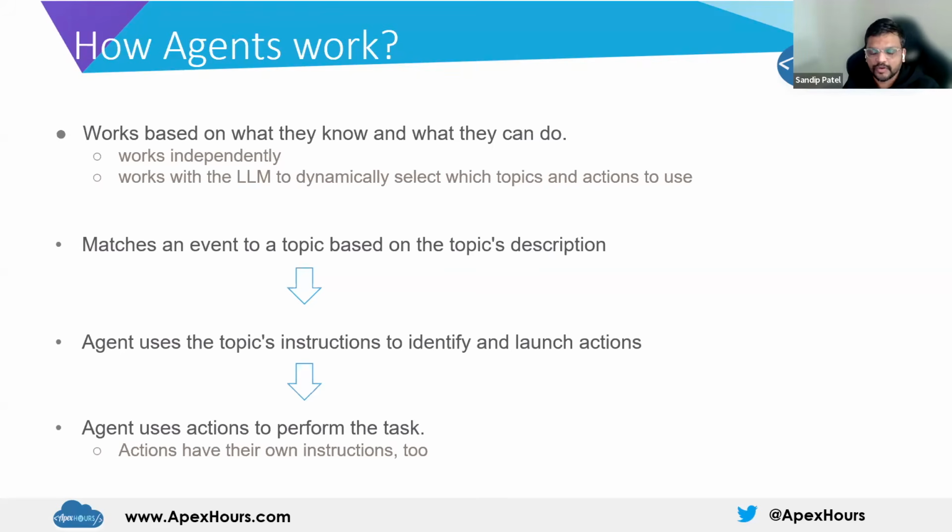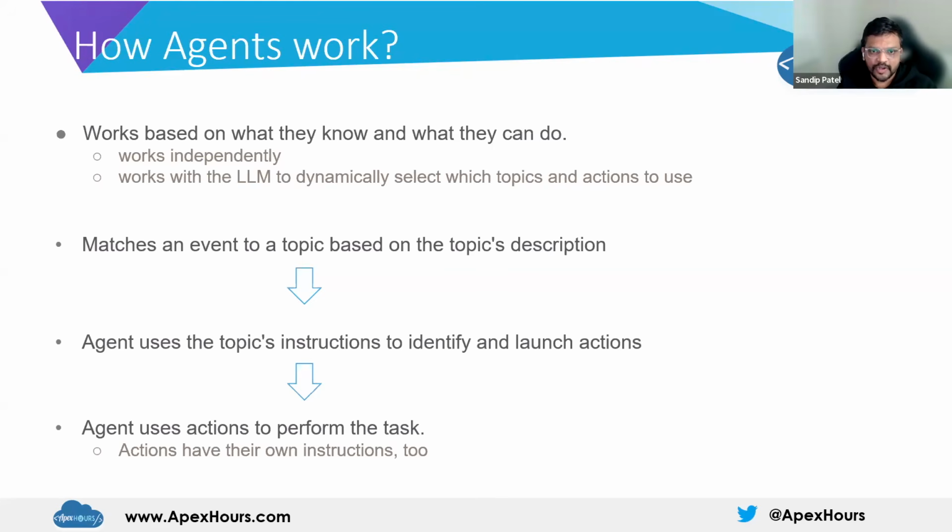They work independently, with the LLM, to dynamically select the topics. As I mentioned before, when there is a task to select a topic and the action, the LLM works with the reasoning engine, and it will define the topics for that particular use case. So this is the general picture, but step by step, the agent first matches whatever the user types in, which we can call an event, and it matches that event with the topic based on the topic description. In every topic we have a certain description.